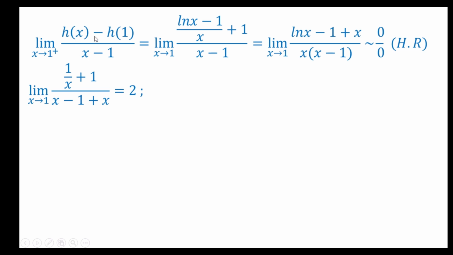The limit of h of x minus h of 1 over x minus 1 as x goes to 1 plus is different from the limit of h of x minus h of 1 over x minus 1 as x goes to 1 minus. Then the function is not differentiable at 1.